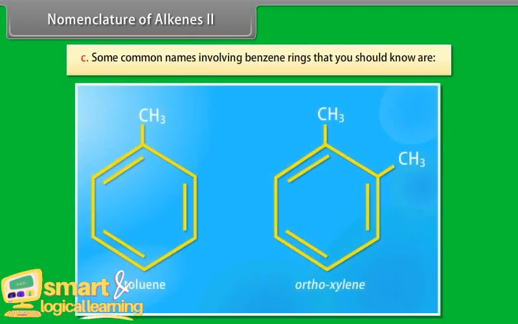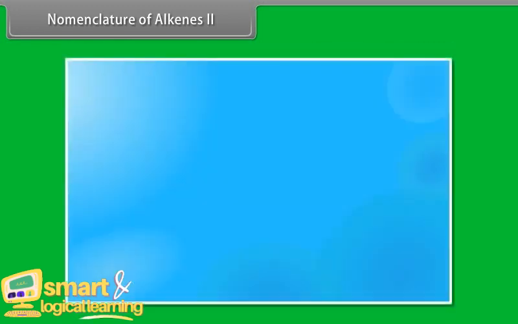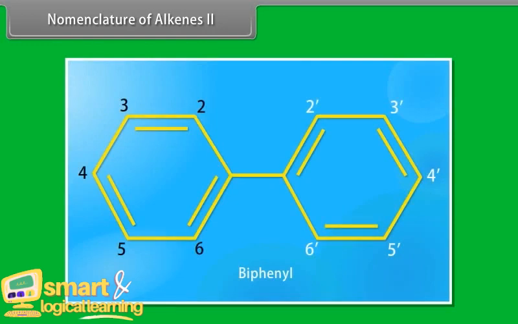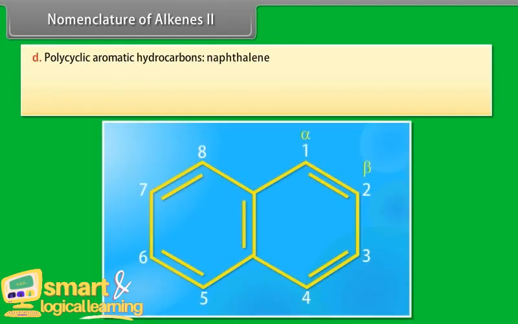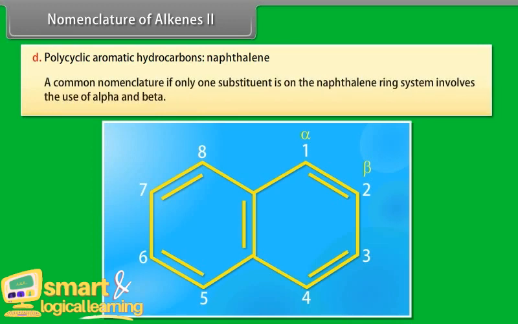Nomenclature of aromatics, C. Some common names involving benzene rings that you should know are toluene and orthoxylene. Biphenyl. Notice the numbering convention for this compound. D. Polycyclic aromatic hydrocarbons that you should know are naphthalene. A common nomenclature if only one substituent is on the naphthalene ring system involves the use of alpha and beta.